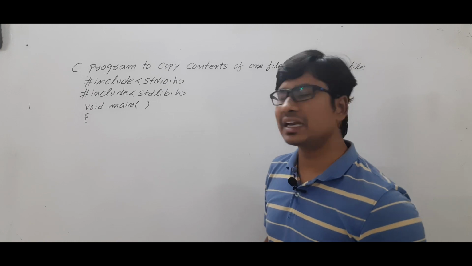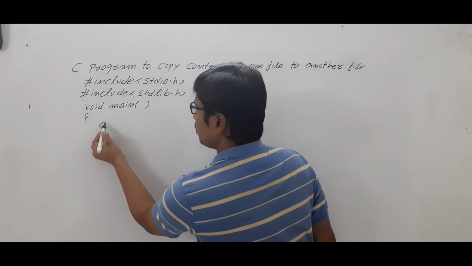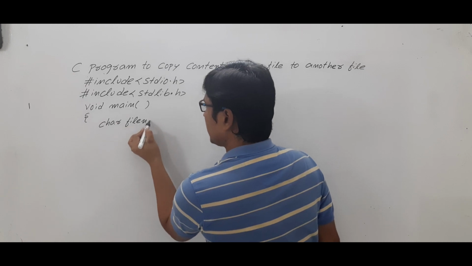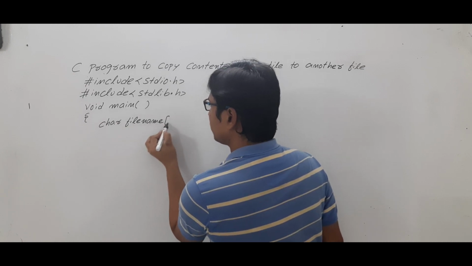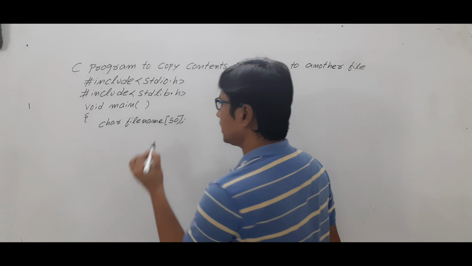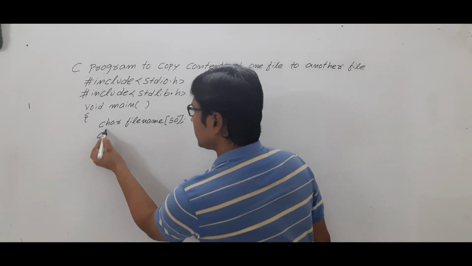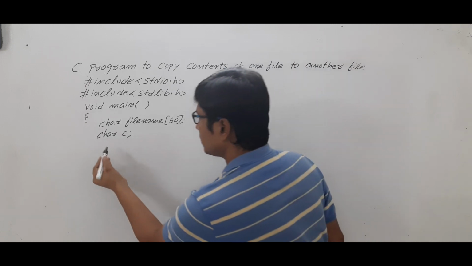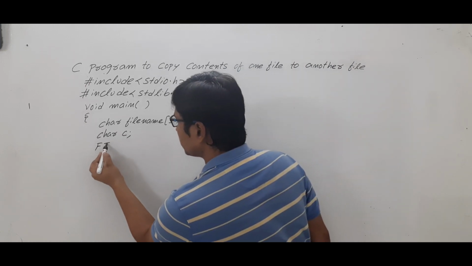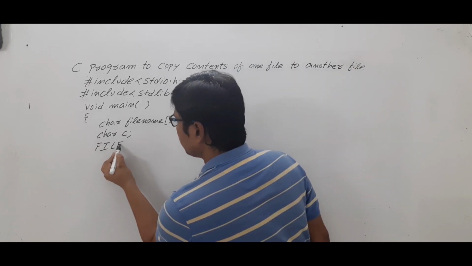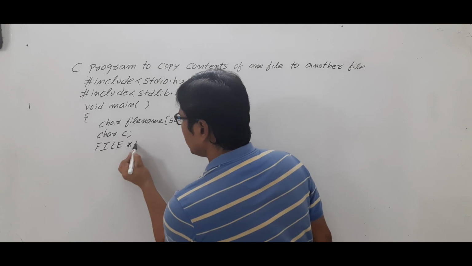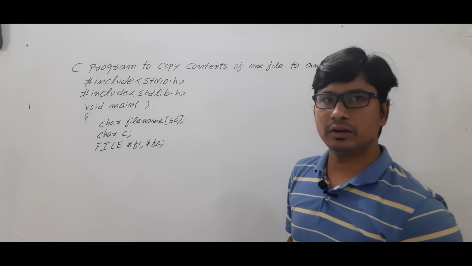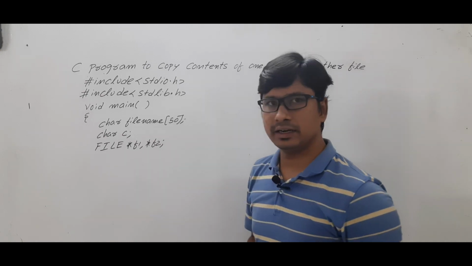Then we need to declare the variables. So one is that I am creating a character array called file name of size 50. Okay. Then I am creating a character variable char c. So I am declaring those variables. And then I need to declare two file pointers called f1 and f2. Is it clear? So all the variables I have declared.